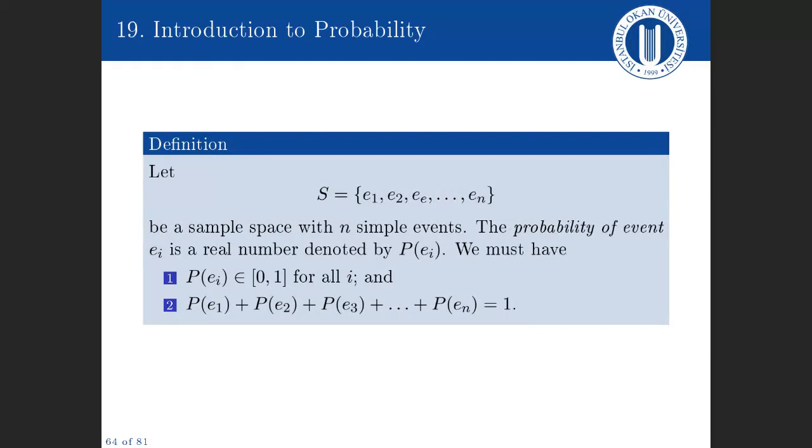Let's suppose we have a sample space with n simple elements. The probability of event e_i is a real number which we call P of e_i. And there are two rules that we must satisfy for probability. The probability of e_i must be a number between 0 and 1. And if we add these probabilities all up, we must get 1.